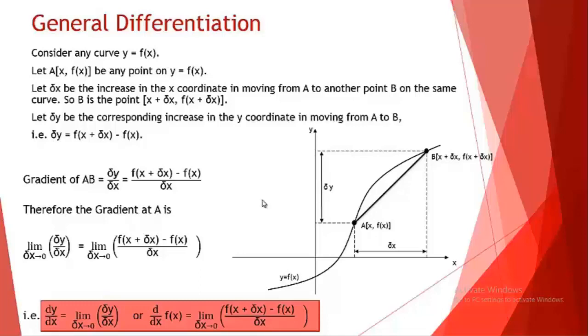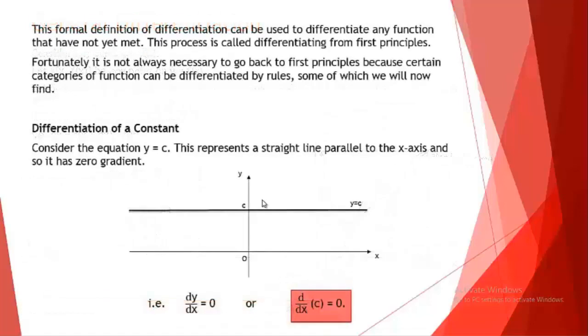So we know that the gradient of any curve is given by dy by dx, that is, the limit of delta y over delta x where delta x goes to 0. Or we can say the differentiation of f of x with respect to x equals the limit of f of x plus delta x take away f of x over delta x. This formal definition of differentiation can be used to differentiate any function that we have not yet met. This process is called differentiating from first principles.